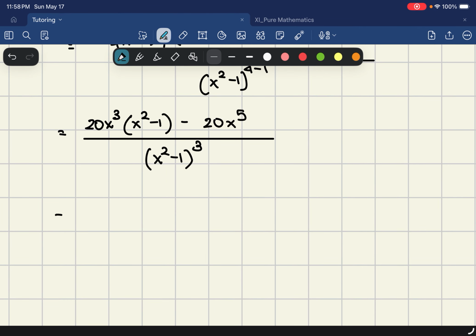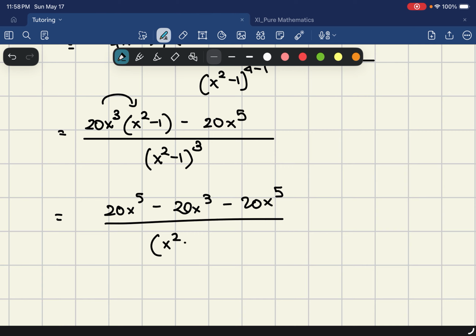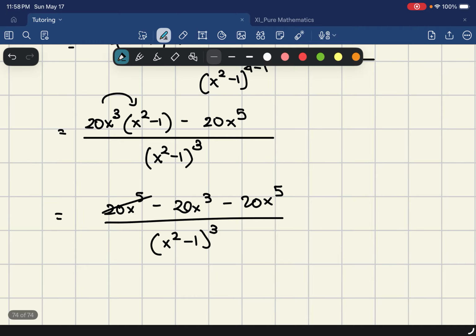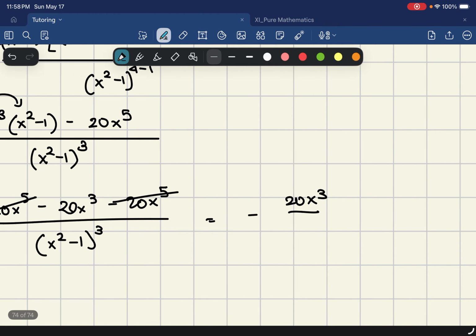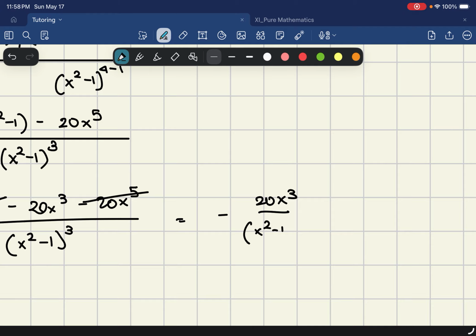And now I can simplify this. I have 20x to the power 5, if I multiply this inside, minus 20x to the power 3 minus 20x to the power 5, divided by (x squared minus 1) cubed. And this is going to cancel out. So effectively, my final answer is going to be 20x cubed divided by (x squared minus 1) to the power 3.